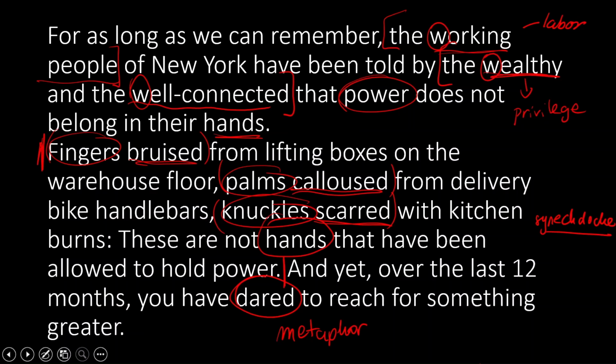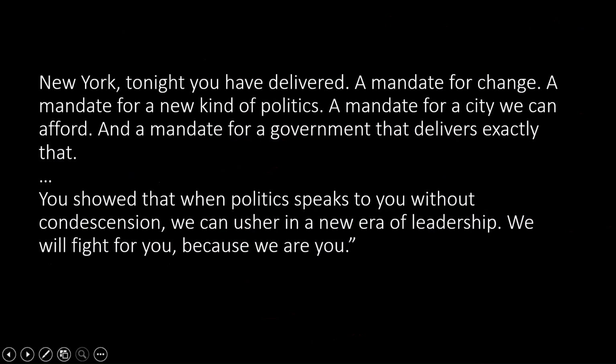Let's move on to the next part. New York, tonight you have delivered. A mandate for change. A mandate for a new kind of politics. A mandate for a city we can afford. And a mandate for a government that delivers exactly that. And then he says, you show that when politics speaks to you without condescension, we can usher in a new era of leadership. We will fight for you because we are you.